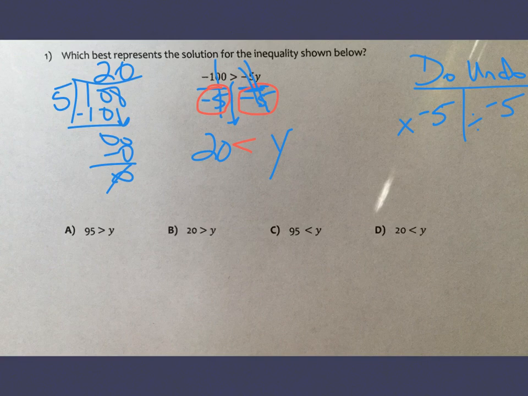Well, let's take a look at our answer choices. 95 is greater than y. No. In fact, the only way you get 95 is if you subtract 5 from 100. And we're not subtracting, we're dividing. 20 is greater than y. That would be for the person who forgot to flip the sign. So that's not correct. 95 is less than y. Once again, you only get 95 if you're subtracting, and we were dividing. 20 is less than y. That looks exactly like what we came up with. 20 is less than y.